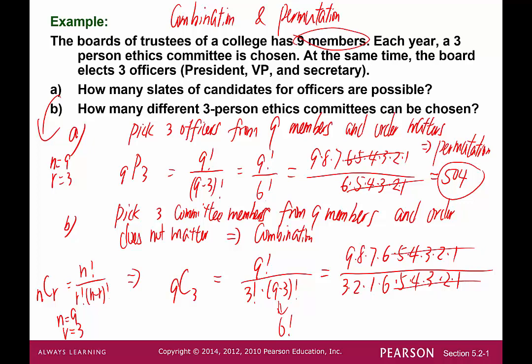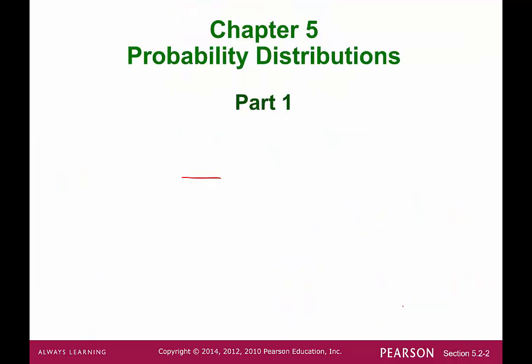And then 3 goes into 9 3 times. 2 goes into 8 4 times. It turns out to be 12 times 7, 84. So we have 84 possible combinations to pick a 3-person ethics committee. Okay, so that was a quick review of combination and permutation. Now let's move on to chapter 5, probability distribution.